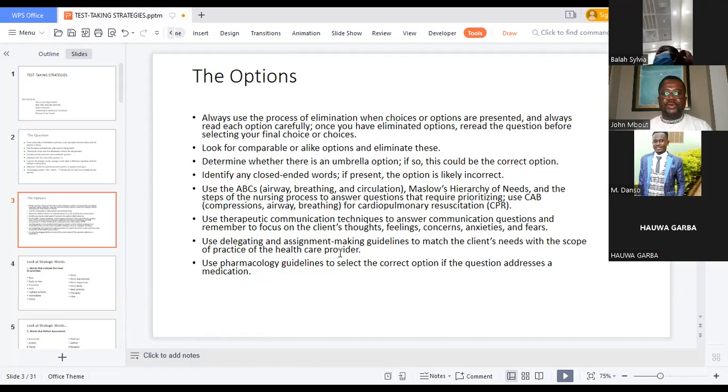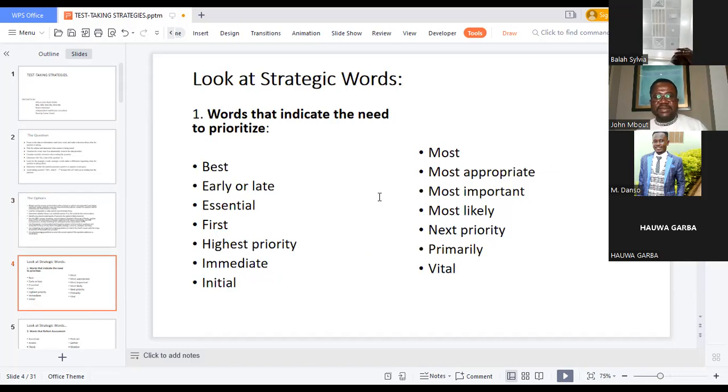Now, use therapeutic communication, delegation, and have a guide. When you're answering pharmacology questions, you should have a guide on that. So these are the tips we're going to apply. We shall move now to see some strategy words, like I said, that indicate the need for prioritization.